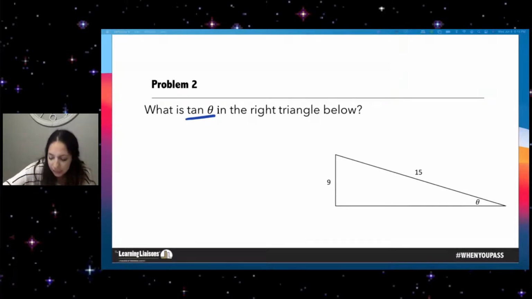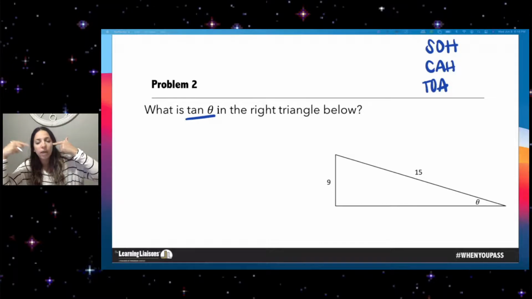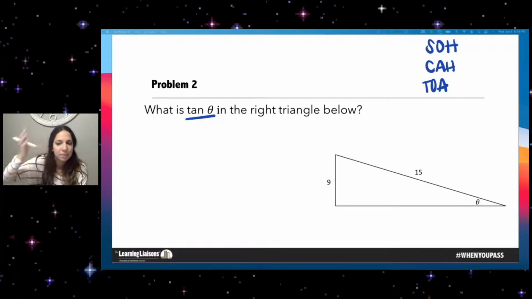So, tangent is opposite over adjacent. How do I know that? Because of my trig rules. So, SOH CAH TOA. It's just a fun little rhyme for us to remember what each trig identity matches with.